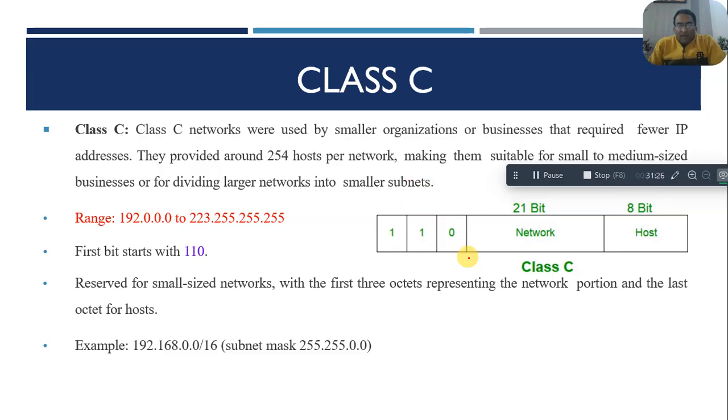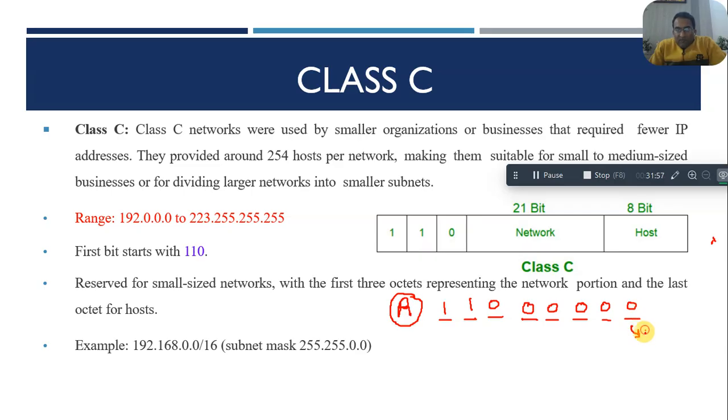Now, as we are talking about class C, you will see that we are using the first octet, and in the first octet 3 bits are reserved, that is 1 1 0. Now we are left with the remaining 5 bits, 1 2 3 4 and 5. These 5 bits can have all zeros. So this is a binary number.